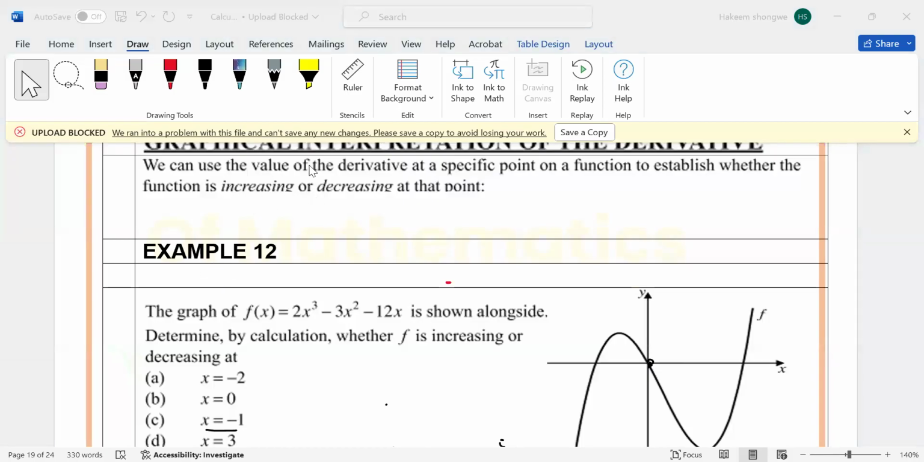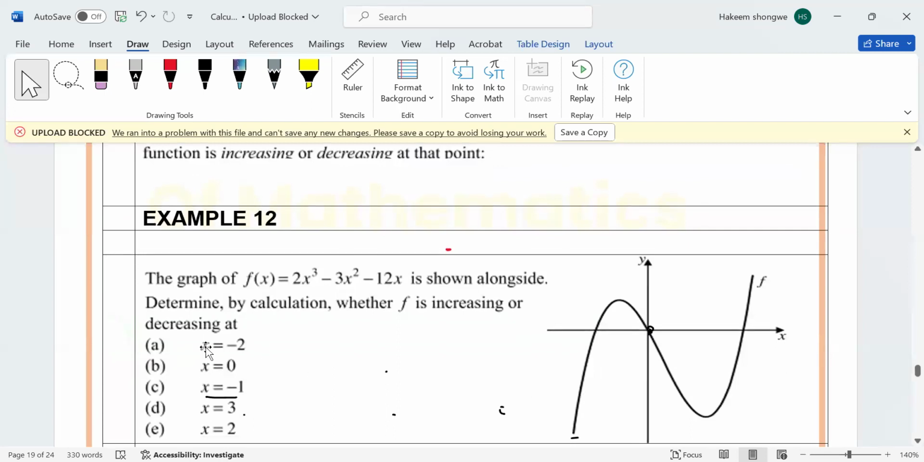You can use the values of the derivative at a specific point to determine whether a function is increasing, decreasing, or stationary. Now, how do you do that? This is what you should know. Let's look at this. If I gave you the function f of x equals 2x cubed minus 3x minus 12, it represents the following graph here.